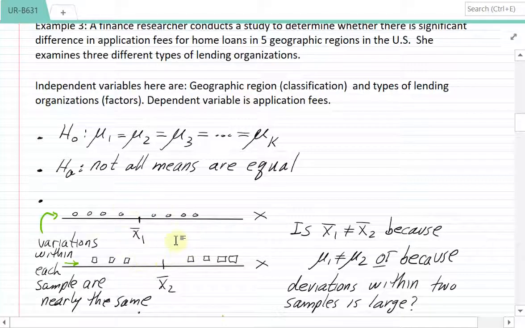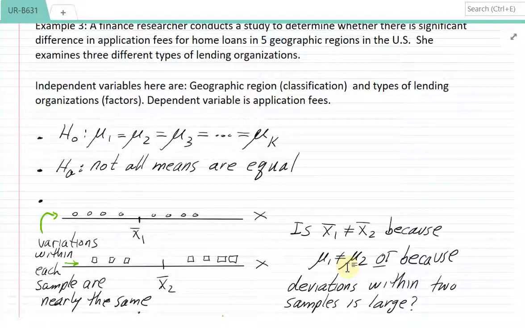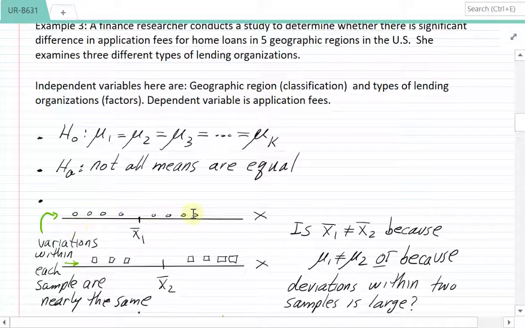So in this case, X bar 1, X bar 2, they look clearly different, right? They're not the same. So the question that may come up is this: are the sample means different because the means of the populations are different, or is there another reason why those two sample means are different? Namely, because the deviation within the two samples is large. Again, look at the deviation here. Large, so that's what's causing these X bars to shift.